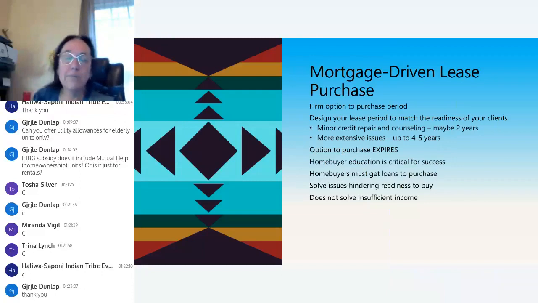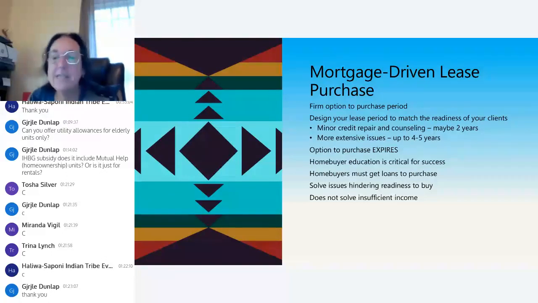The mortgage-driven lease purchase, it's a firm option to purchase period. You design your lease period to match the readiness of your client. Minor credit repair and counseling, perhaps 2 years. More extensive issues, you could probably give them up to 4 to 5. Option to purchase expires. Homeowner education is critical for the success.